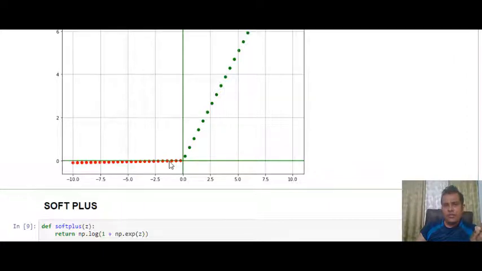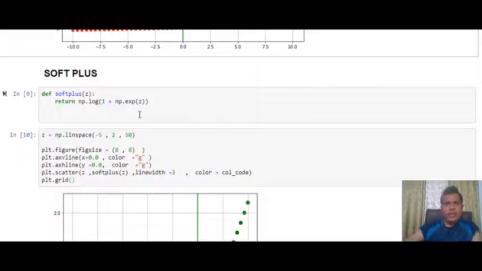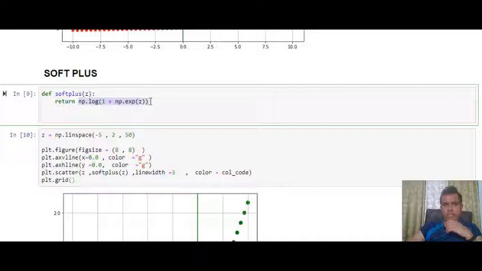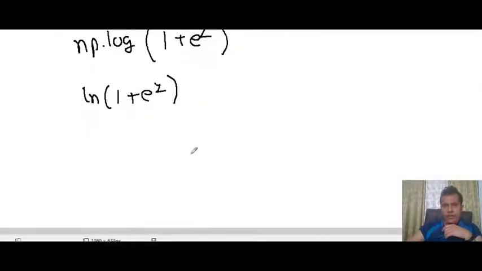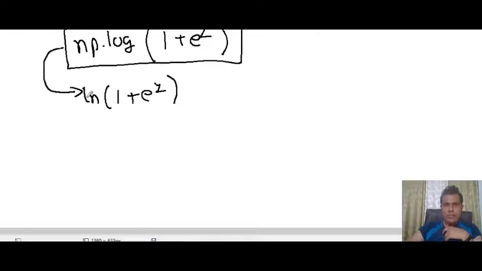Now let's discuss our softplus function. The softplus function is np.log(1 + np.exp(z)). I have written this function over here. So this is nothing but this thing. And mathematically, this function can also be written as ln(1 + e^z). And since I'm saying ln, it is base e. So you are taking base e of 1 plus e power z. So this is nothing but your softplus function.